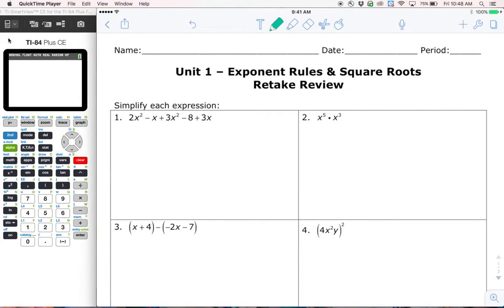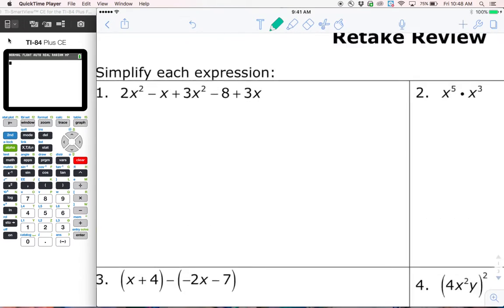All right, Unit 1, Retake Review, and this is on exponent rules and square roots. Now just a quick reminder, I'm going to go fairly quickly through this video. If you need to pause and just kind of think things through, go ahead and do that. All right, question number 1, we're going to simplify this expression.